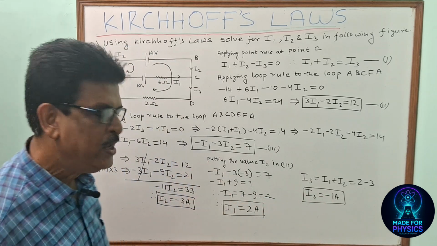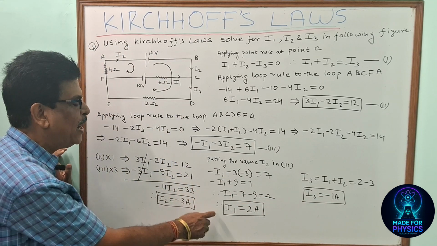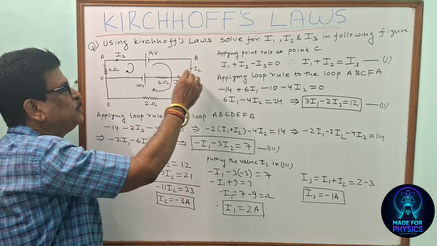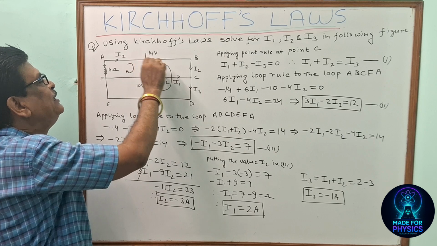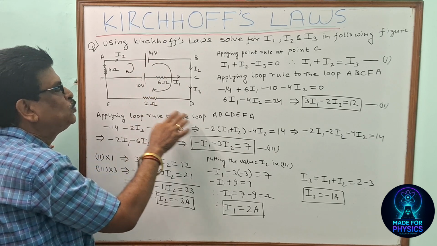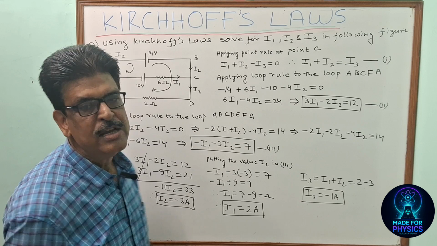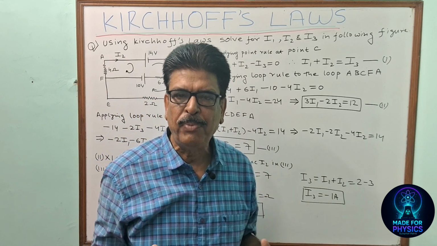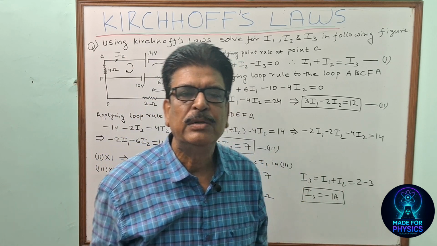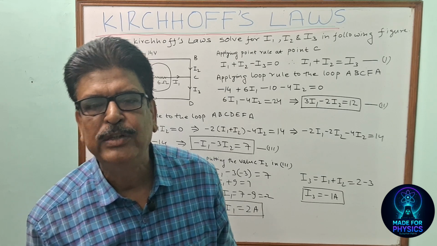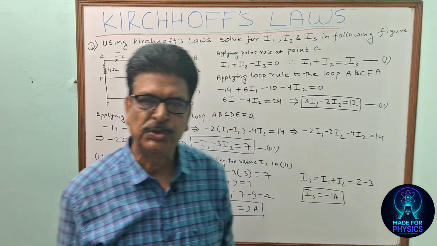So this is how you get the value of I2, I1 and I3 using first of all Kirchhoff's point rule here, then this loop, and then this loop, solving equations 2 and 3 simultaneously. You can easily get it. So apply Kirchhoff's law properly and then solve the equations properly, and as a result you can get the values of current I1, I2 and I3. Hopefully you have understood this question.